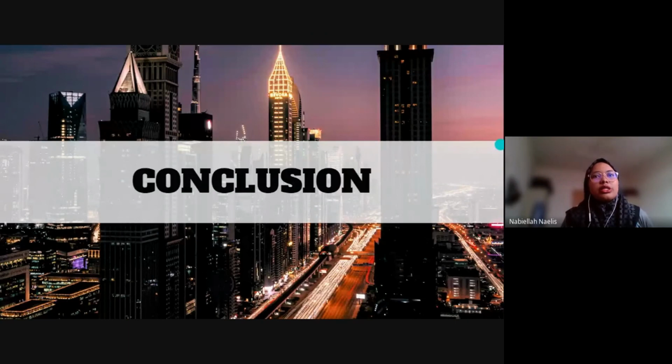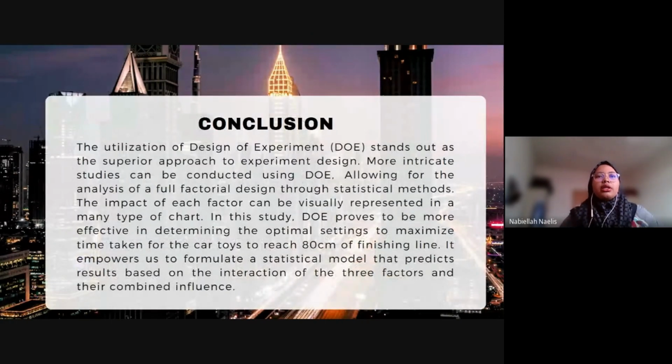Next. For the last part of our presentation is the whole conclusion for our experiment. In this experiment, the utilization of DOE, design of experiment, turned out to be the superior approach to experiment design. More interaction studies can be conducted using DOE. This method allows us to analyze a full factorial design through statistical methods. So the impact of each factor can be visually represented in many types of charts. In this study, design of experiment proved to be more effective in determining the optimal setting to maximize the time taken for the car to reach the 80 cm finishing line.